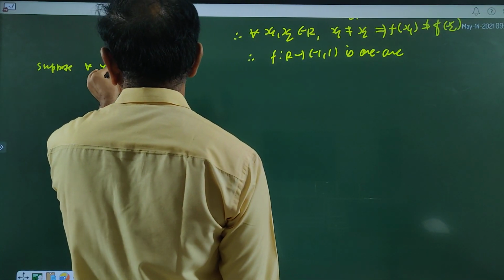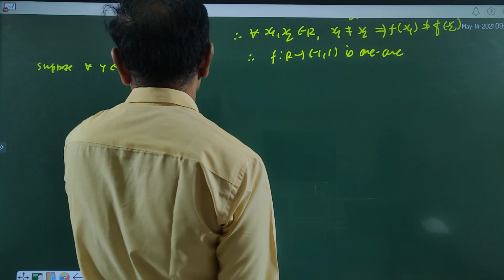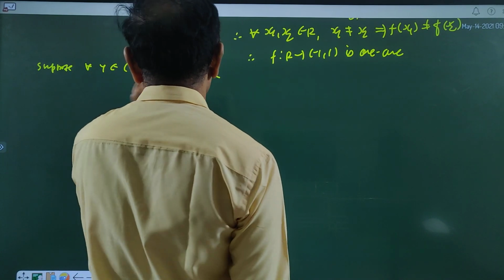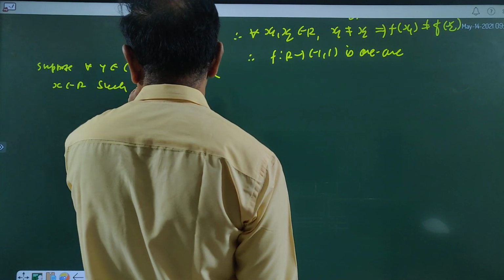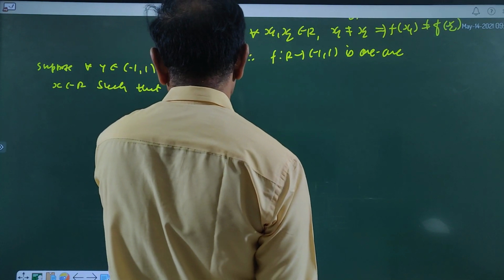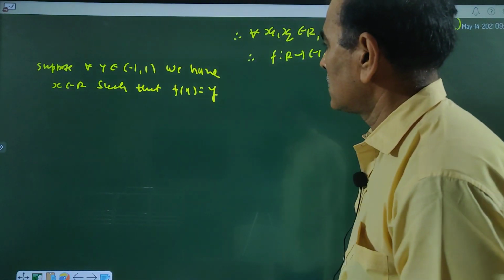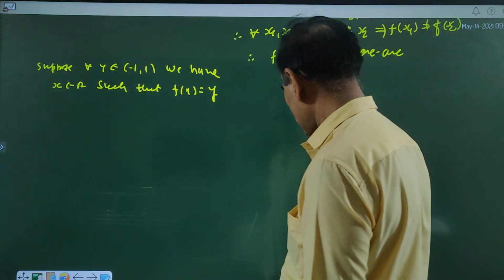Suppose for every y belonging to minus 1 to 1, we have x belonging to R such that f of x is equal to y. Clear?